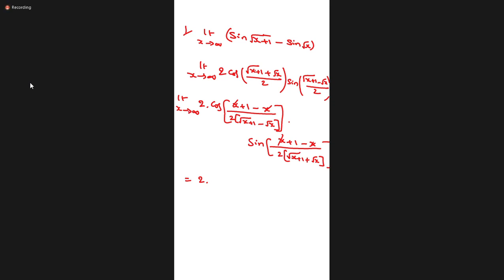If you write x as infinity directly inside the angle, cos of whatever is there, you will get 1 by infinity. Cos of 1 by infinity. 1 by infinity means 0. That means you will get cos 0 into the same infinity, and if you write it you will get sin 0. You know sin 0 is 0. So 0 into a number is 0, the answer.